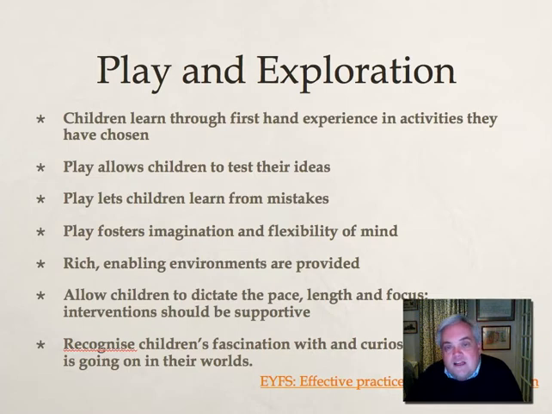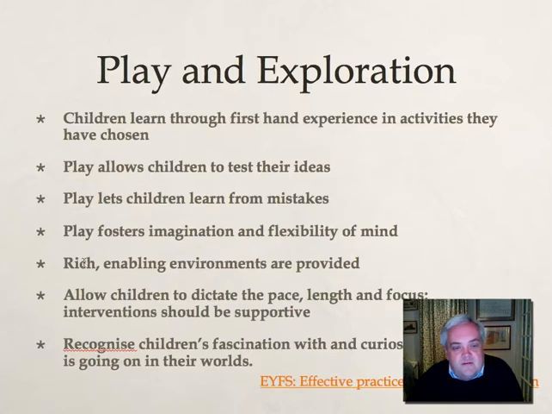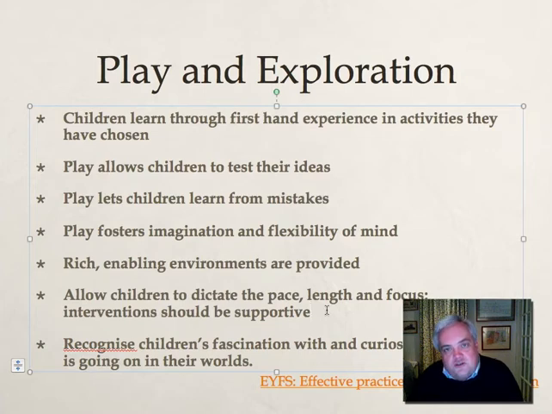Rich enabling environments like you saw in my 19th century kindergarten painting. Aren't they something which you'd also want to provide to your Year 6 children? Aren't they something you'd also want provided for you at university, perhaps? And, again, thinking of Prensky and the digital natives here, they want to make decisions and share control. And play and experiment here allows children to dictate pace, length and focus. Interventions should be supportive. Isn't that something where that autonomy, where that degree of children being at the centre of the learning process, is that not really something which we'd want to continue further up the school?